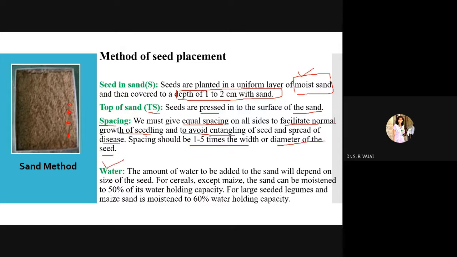Now the next point is water. The amount of water to be added to the sand will depend on the size of the seed. So according to the size of the seed you have to water it, and for cereals except maize, the sand can be moistened to 50% of its water holding capacity. For large seeded legumes and maize, sand is moistened to 60% water holding capacity. That means up to 50% of WHC we have to moisten the sand.